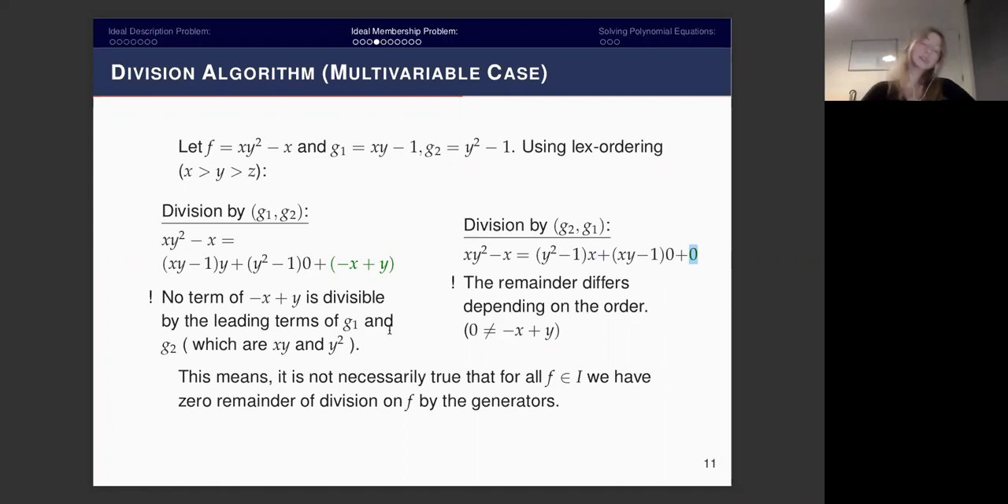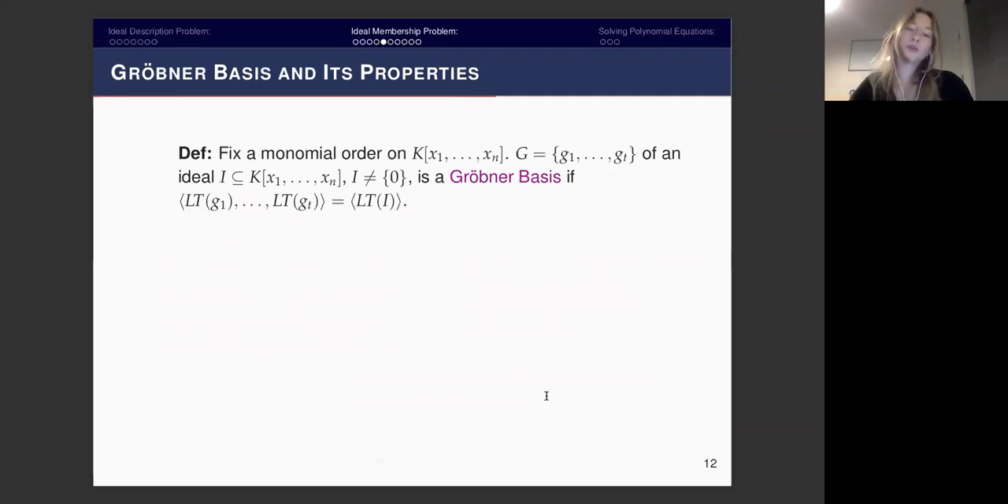And this means that, unlike the single variable case, it is not necessarily true that for all f in our ideal, we have 0 remainder of division of f by the generators. But we want to find some similarities between the single variable and multivariable case. That's why we need the notion of GROBNER bases.